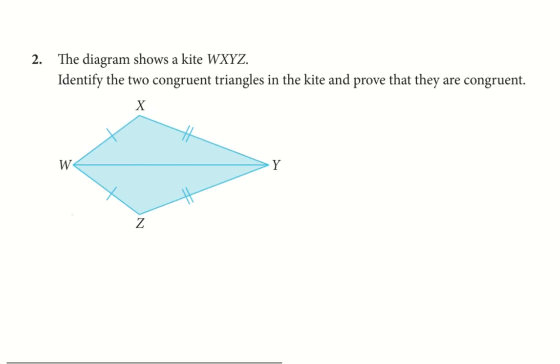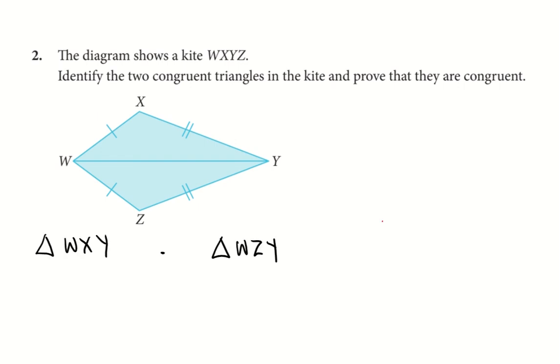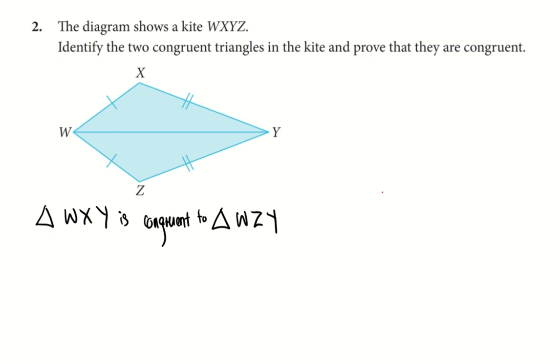So remember, in this question, you are supposed to identify two congruent triangles. The first triangle that Yunqing identified is WXY. After you identify the two congruent triangles, write the word congruent. After you identify the triangles, we have to do the three-step proof.